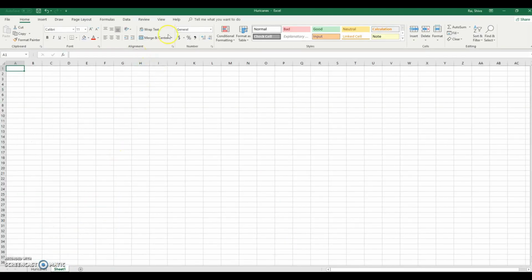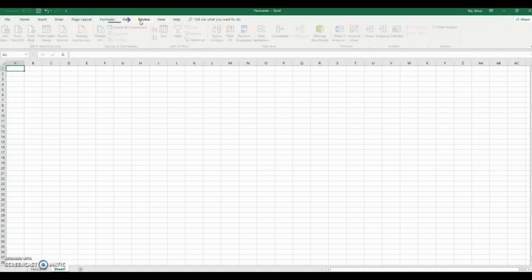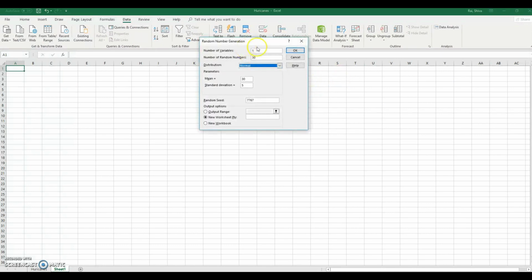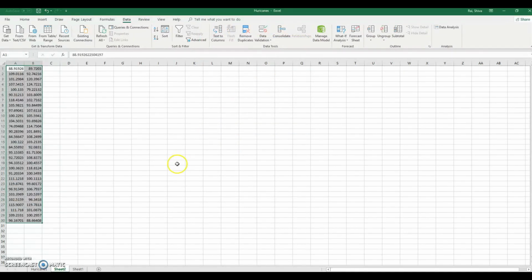Okay, so that's fine. Data, go for data analysis, find random number generator. Okay, click on OK. So this is two variables and 30 is the total random numbers. Normal distribution, mean is 100, and standard deviation is 10, and random seed is 1332. Okay, click on OK. So that's it.